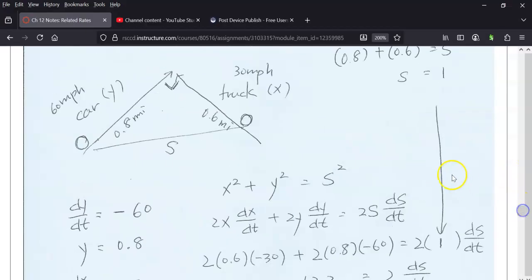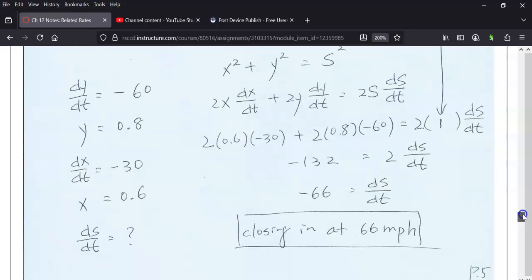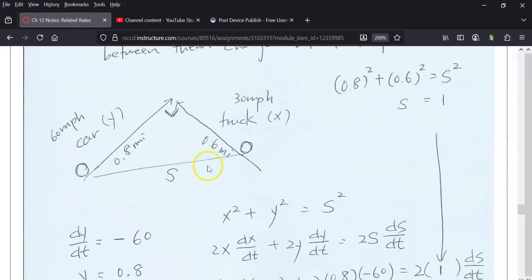Coming back, plugging 1 into the equation that we just found with implicit differentiation, we find that ds/dt equals negative 66, which makes sense because this distance is getting smaller and smaller, approaching the intersection. So they are closing in at 66 miles per hour. That's how fast s, the distance between them, changes.